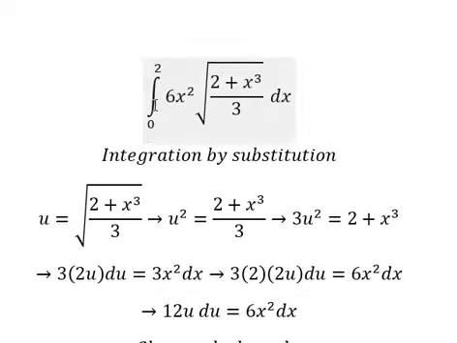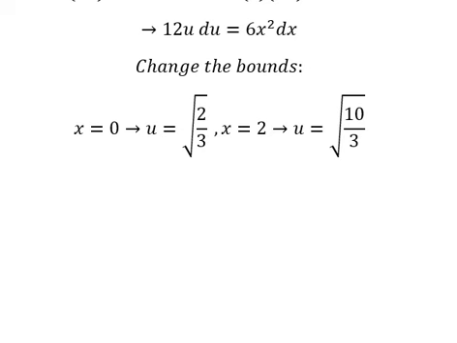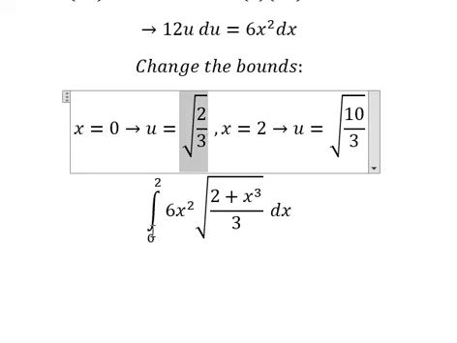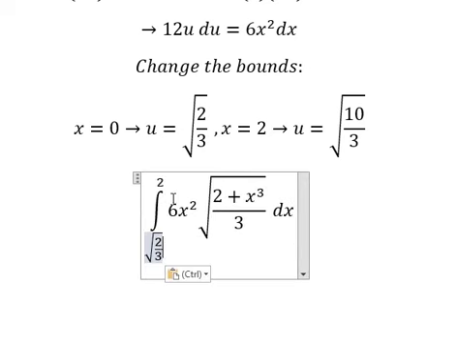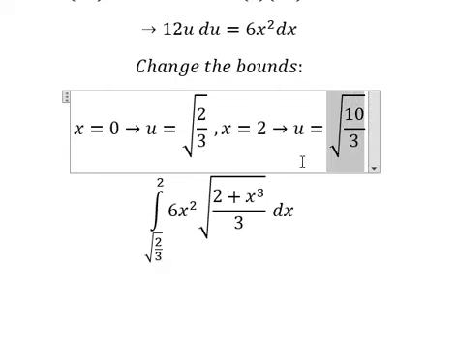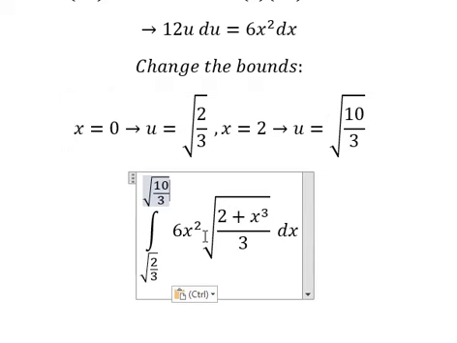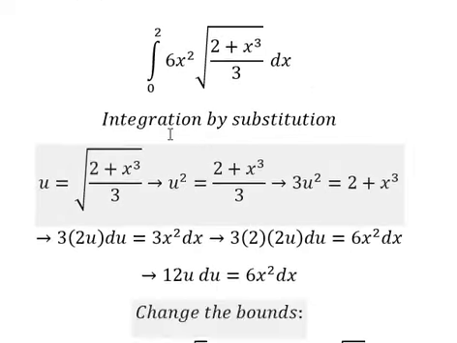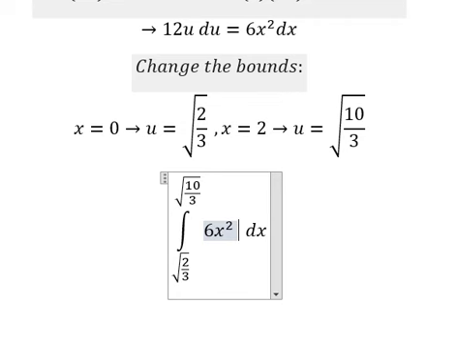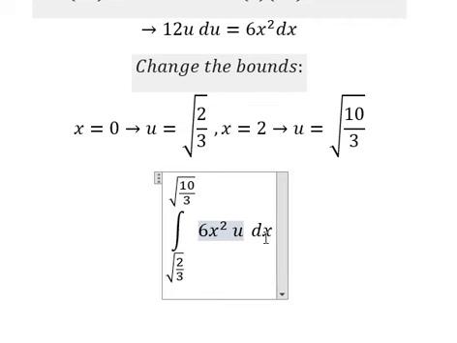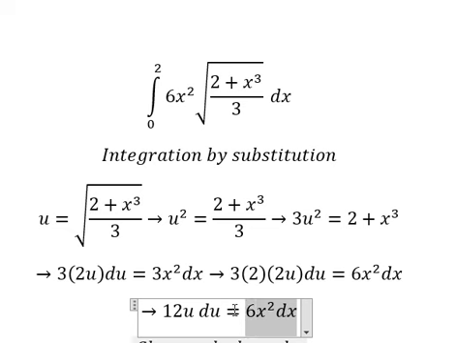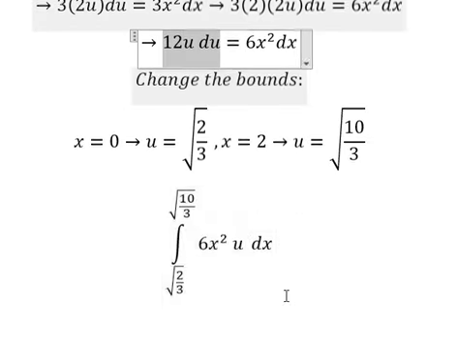So we put this one here. Number 2 we change for this one. This one we change for u. The 6x squared dx, that is this one, and we need to change for this one.